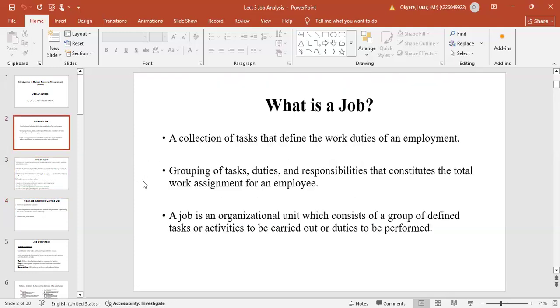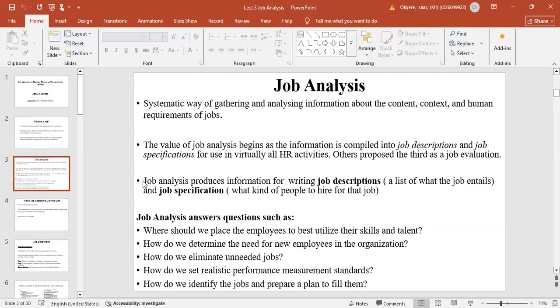Now, there is one thing that we need to know. All job analysis come up with three things. Please take note of this. All job analysis come up with three pieces of information. One, it comes up with a job description.